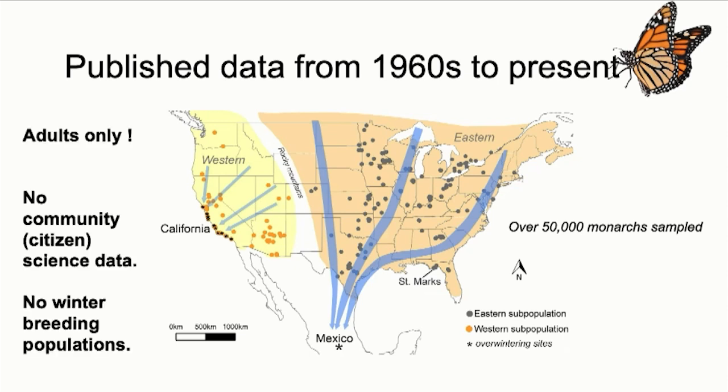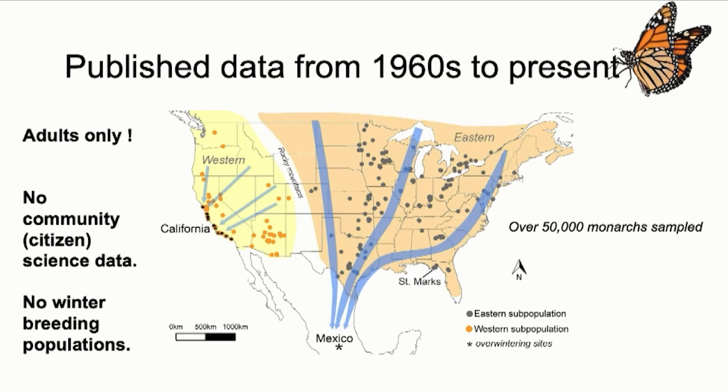A couple of important things I wanted to mention about this data. It only includes adult monarchs, so no larvae. It includes no citizen science, community science data. And we did not include any winter or resident breeding populations, right? So earlier I mentioned that there is the Florida resident population. I also mentioned that there are in Georgia some populations that continue breeding through the winter. None of that was included in this data set.